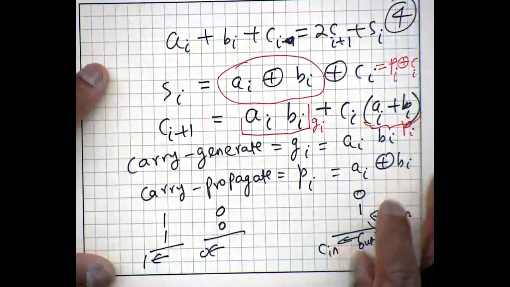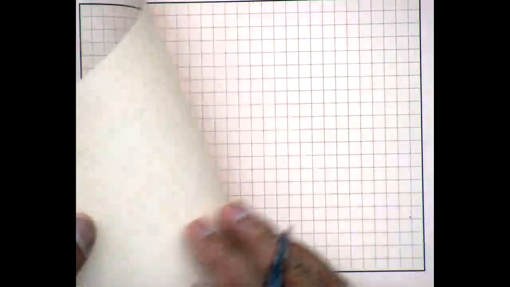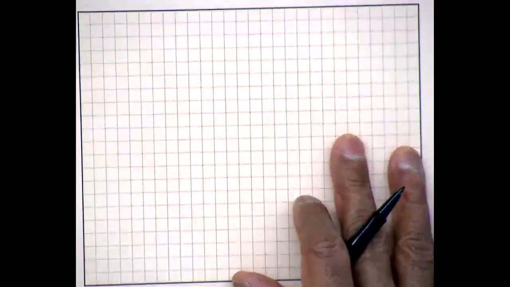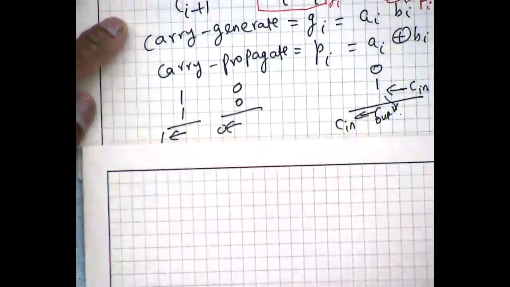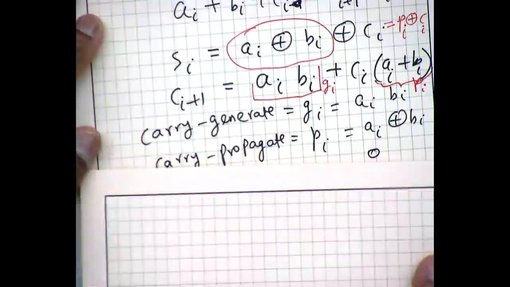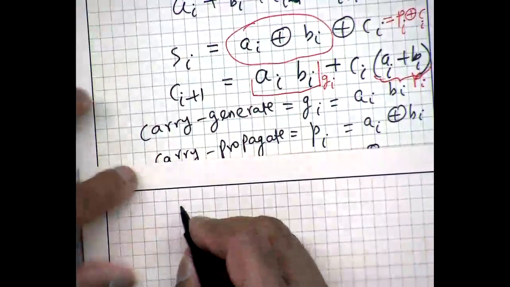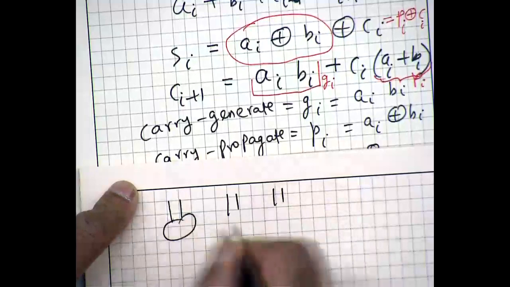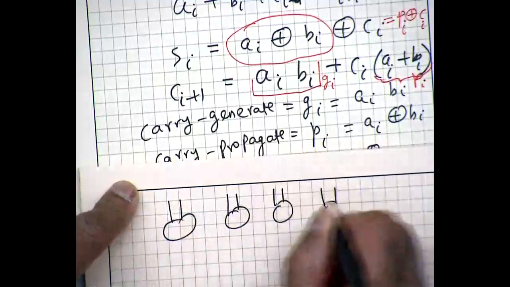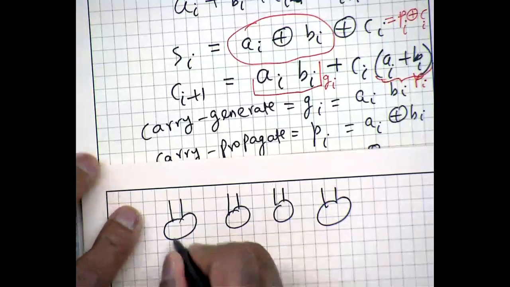Okay, so how do we then generate the fast adder? The way the fast adder works is we take Ai, Bi, and generate P and G.